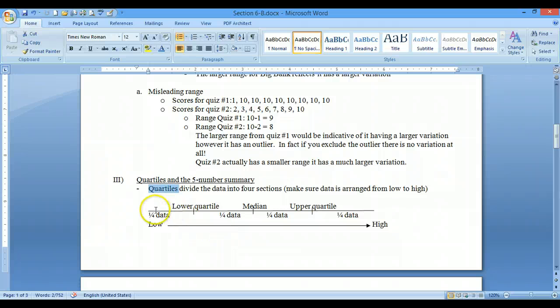All right. Because the quartiles are dividing the data into 4 equal sections, down here in this quartile, we have a fourth of the data. Between the lower quartile and the median is another fourth of the data. And from the median to the upper quartile is a fourth of the data. And from the upper quartile to the highest is another fourth of the data. And don't forget, from low to high.